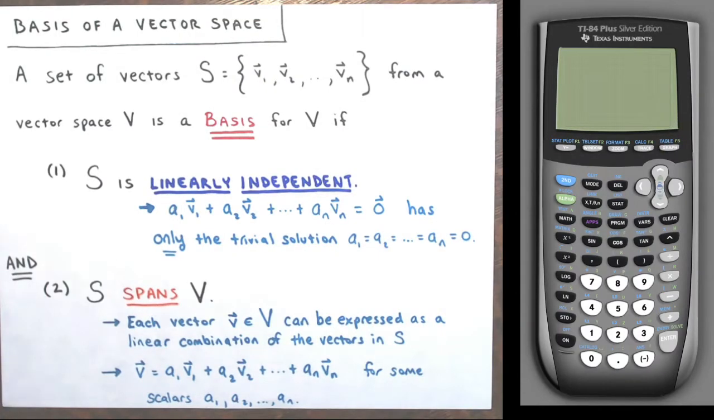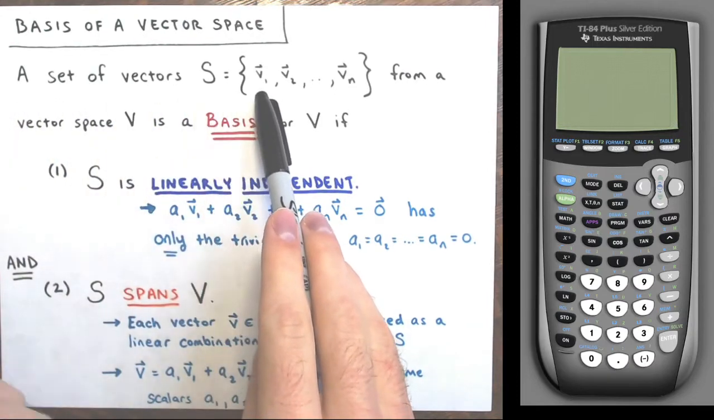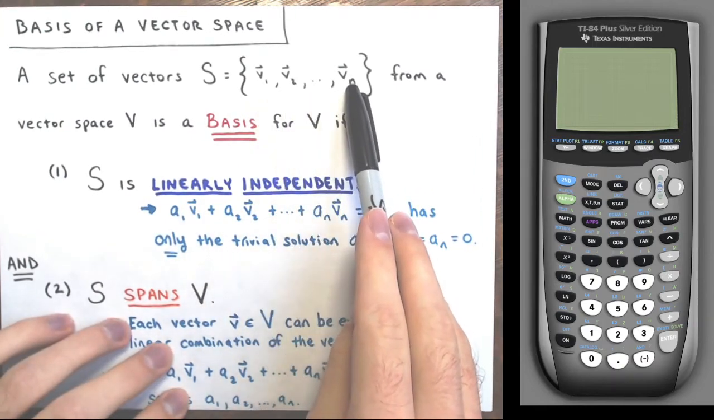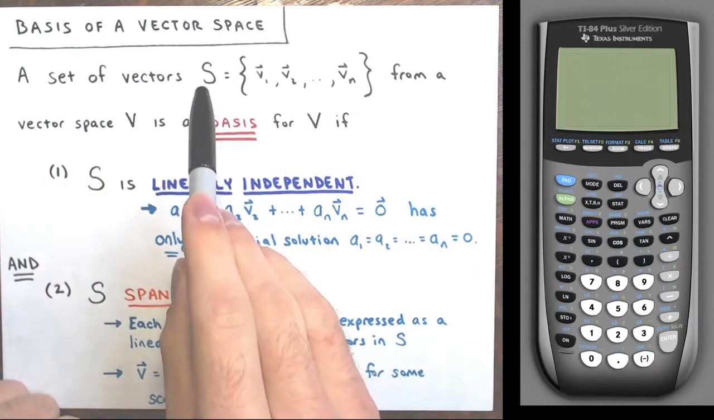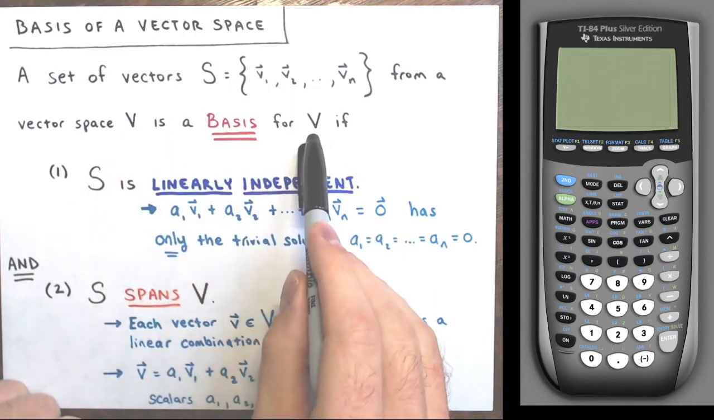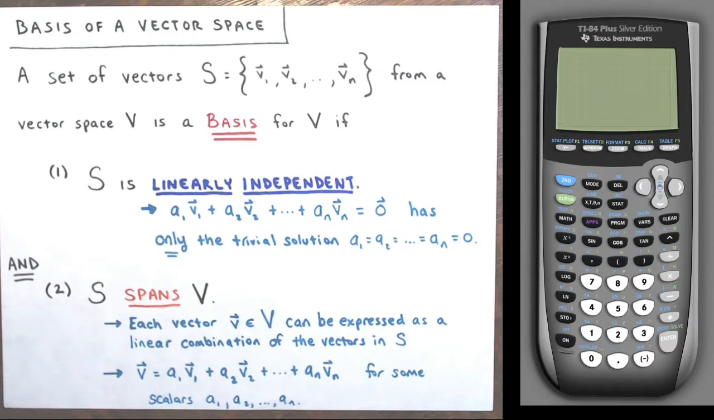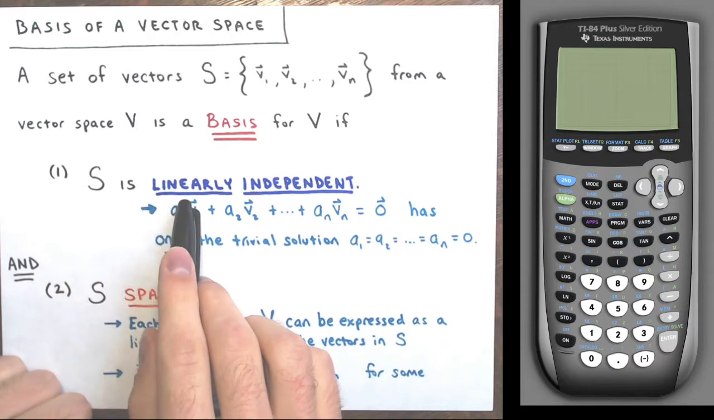So first page here, just the definition of what it means for a set of vectors to be a basis for a vector space. A set of vectors, say S equals this set of n vectors, v1, v2, to vn, all from a vector space called V, is a basis for that vector space if the two following statements hold. One, the set S is what they call linearly independent.